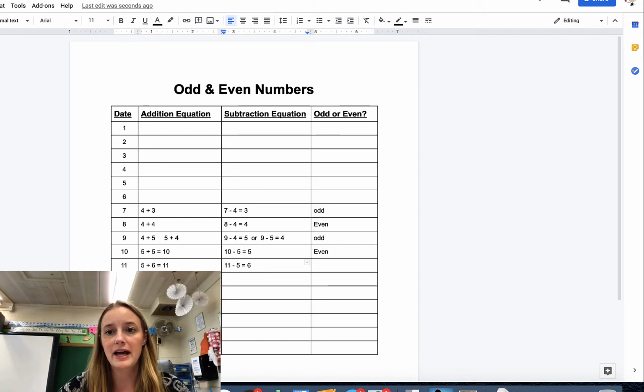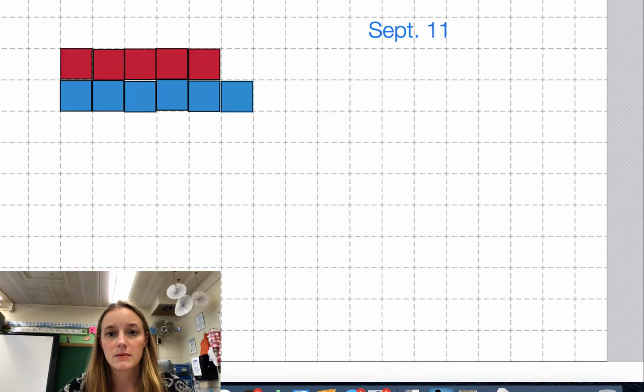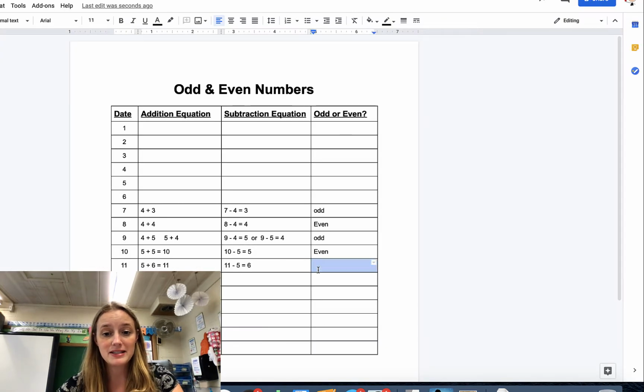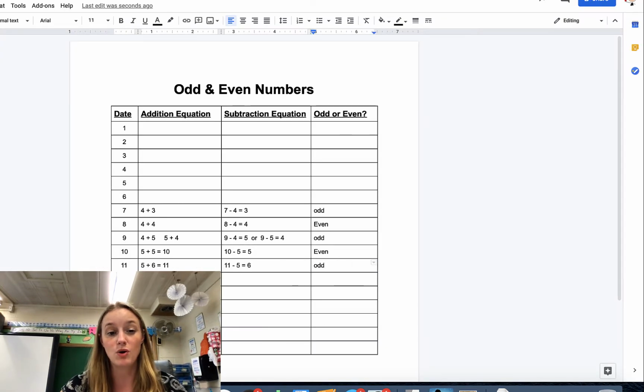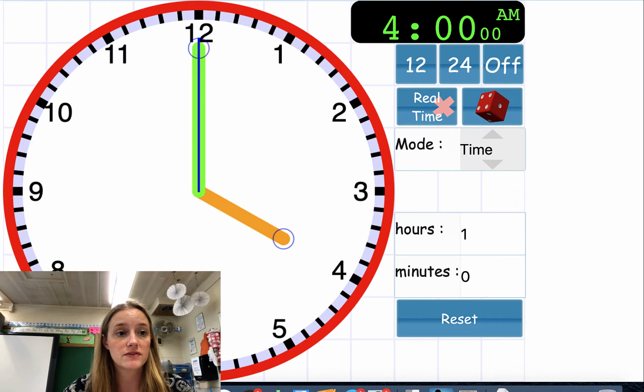Now, when we're looking at this chart, and I don't need that one anymore, do we have the same number here? We don't, do we? So that means that this has to be an odd number. So 11 today is odd. They don't get the same numbers. There's not the same red and blue. They have different. So therefore it has to be odd. Okay, so that is done for our odd and even chart for today.